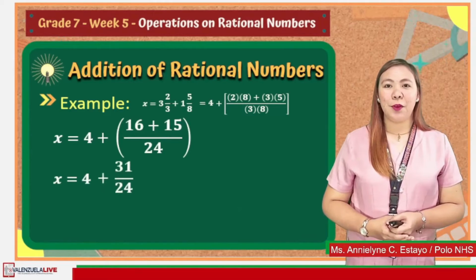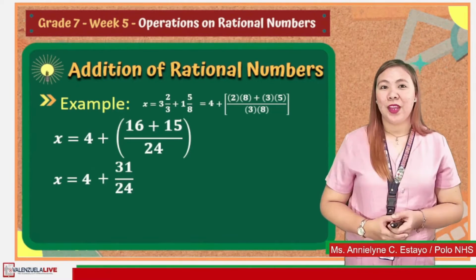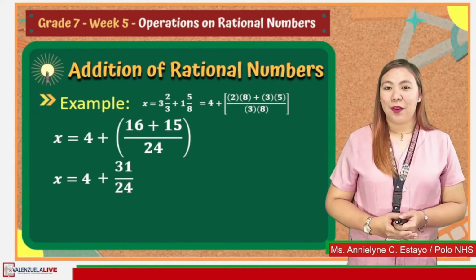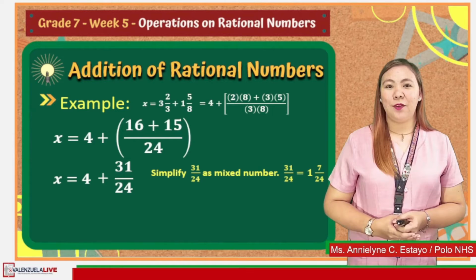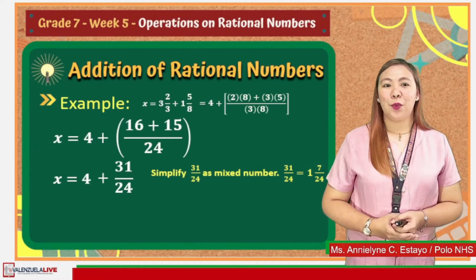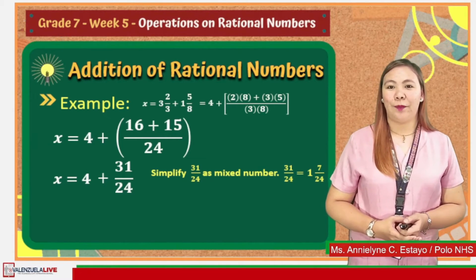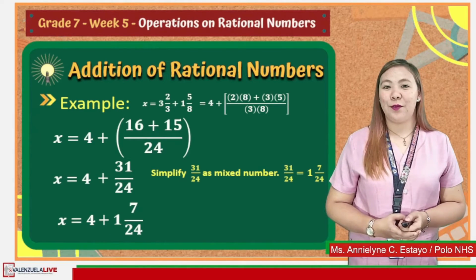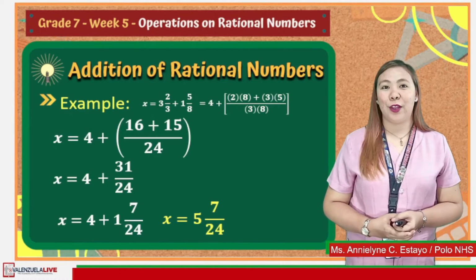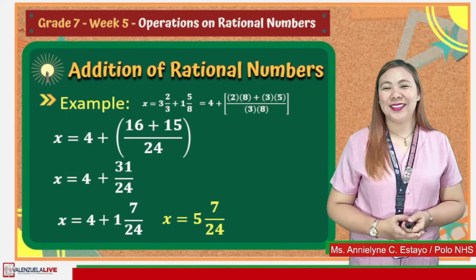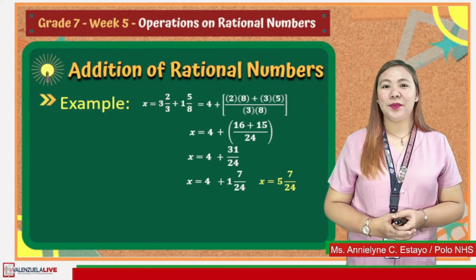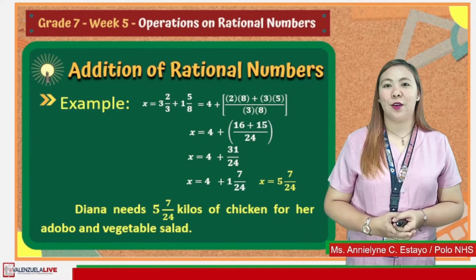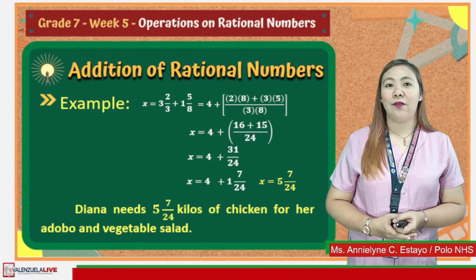Adding 16 and 15 will give us 31. Therefore, we have 31/24. Simplifying 31/24 as a mixed number is 1 and 7/24. Adding 4 and 1 and 7/24 is 5 and 7/24. This means that Diana needs 5 and 7/24 kilos of chicken for her adobo and vegetable salad.